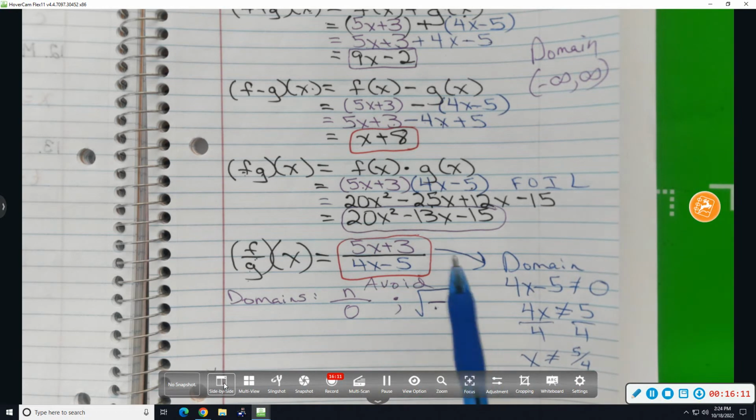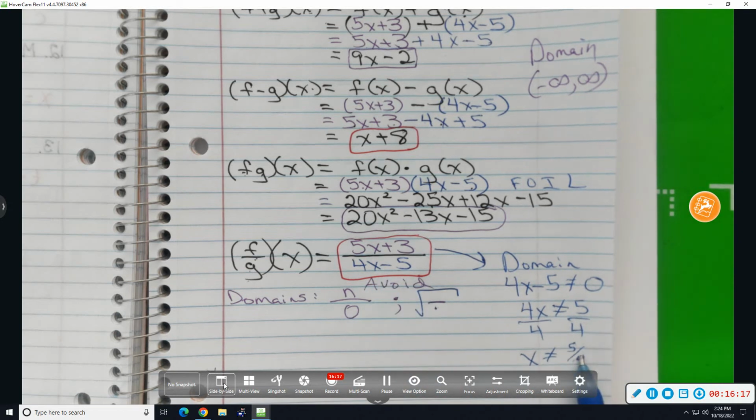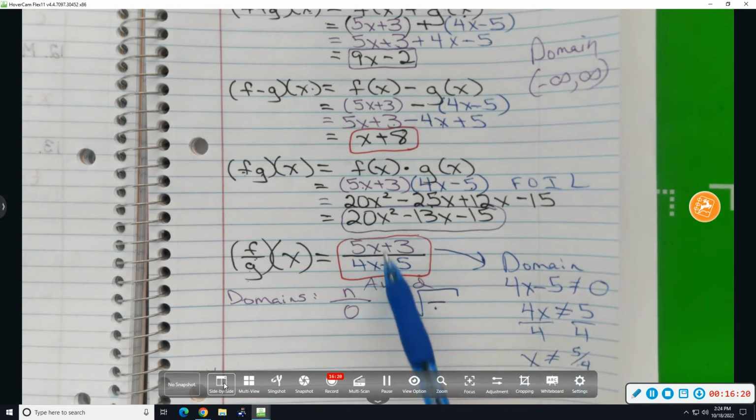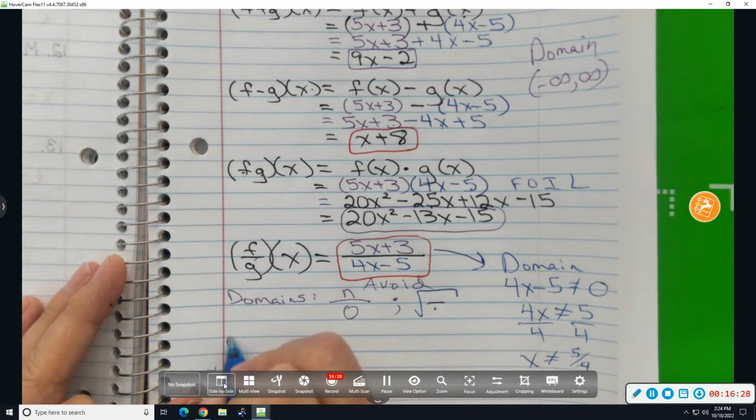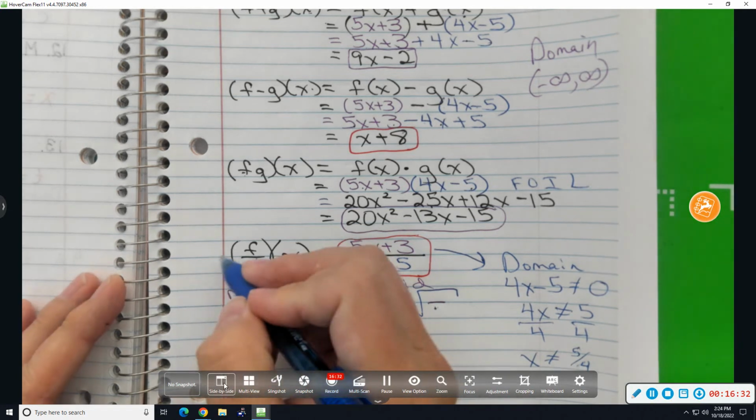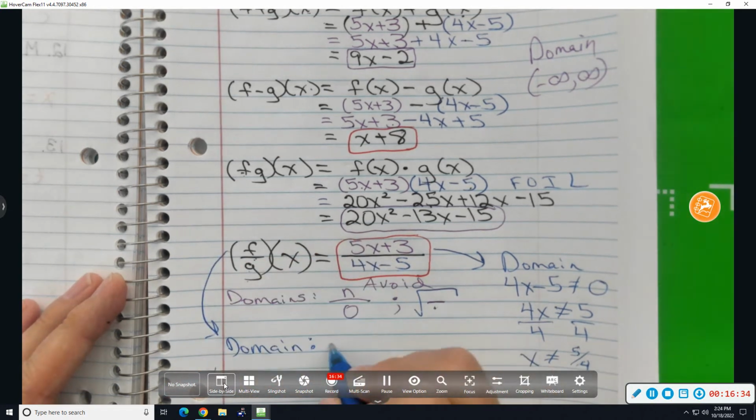So for that domain, you can plug in any real number you want for x, except for 5 over 4. Could you plug in 1,000,000? Is 1,000,000 in the domain? Yes, it is. The only number that's not in the domain is 5/4, and I like writing that domain out in words. So for f divided by g, I'd say all real numbers except 5/4.